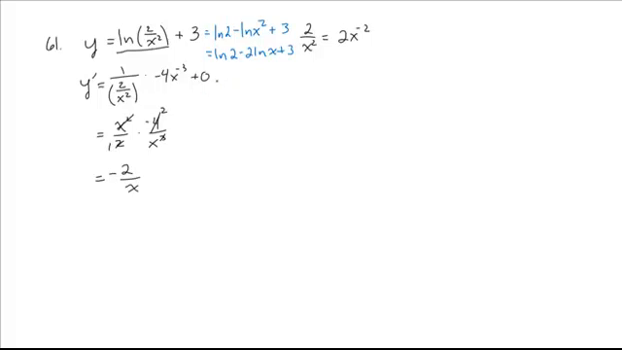So now when we go to find our y prime, well, ln of 2 is a constant, so it's 0. The derivative of minus 2 times ln of x, well, that's minus 2 times the derivative of ln of x, which is 1 over x. And the derivative of 3 by itself, 3 is a constant, so its derivative is also 0. So minus 2 over x.